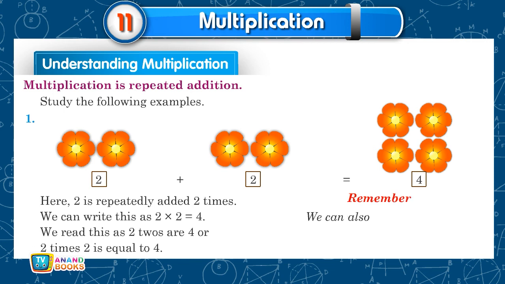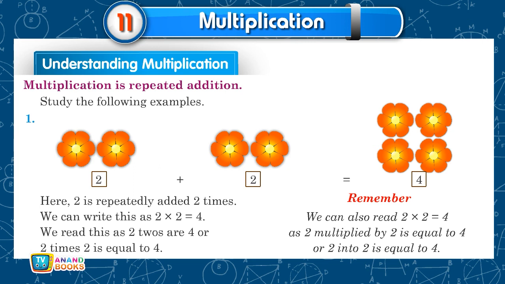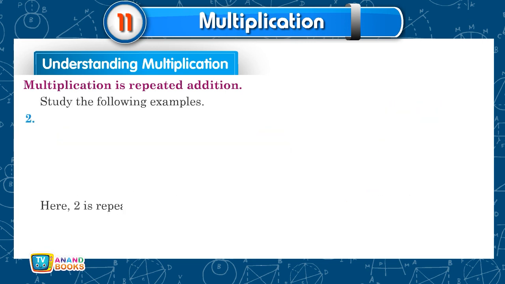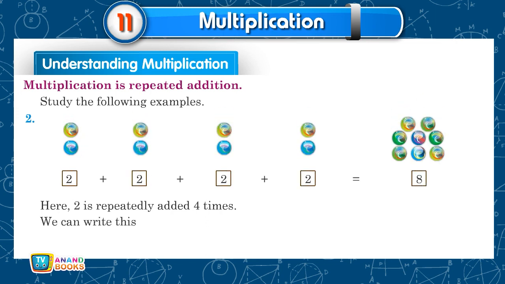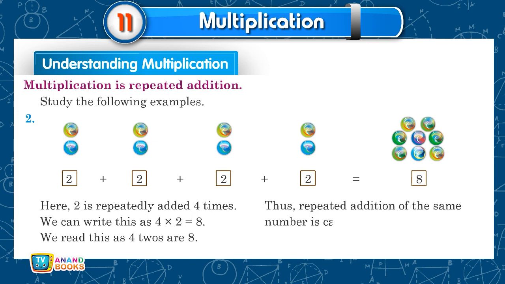Remember, we can also read 2 into 2 is 4 as 2 multiplied by 2 is equal to 4, or 2 into 2 is equal to 4. Here, 2 is repeatedly added 4 times. We can write this as 4 multiplied by 2 is equal to 8. We read this as 4 twos are 8. Thus, repeated addition of the same number is called multiplication. We use cross sign to show multiplication.